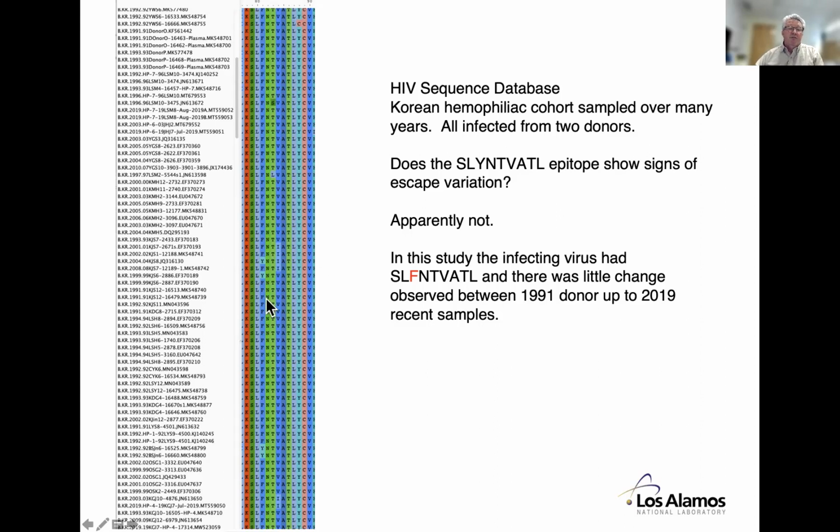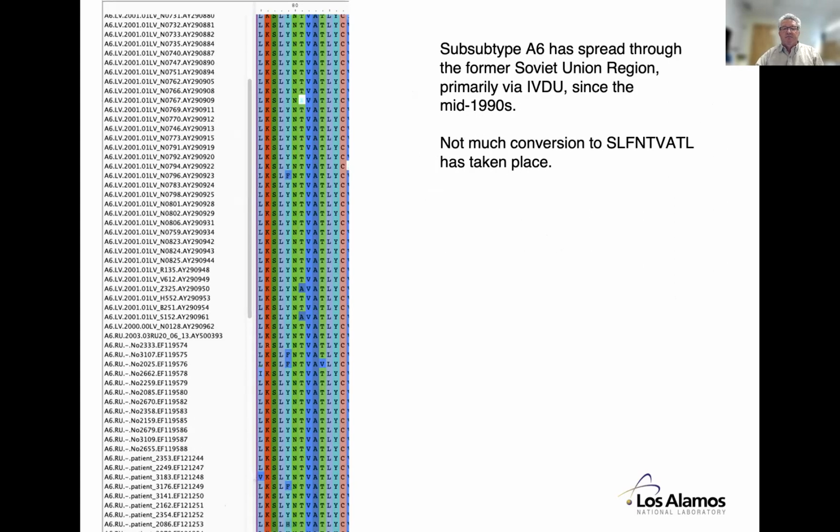The F versus Y third position did happen in a few patients, but you can see right here that the infecting strain, the donor, already had phenylalanine there. So it's possible that this is already an escape mutant or something else is going on. But again, I was quite surprised not to see much diversity in this quite long followed cohort of patients.